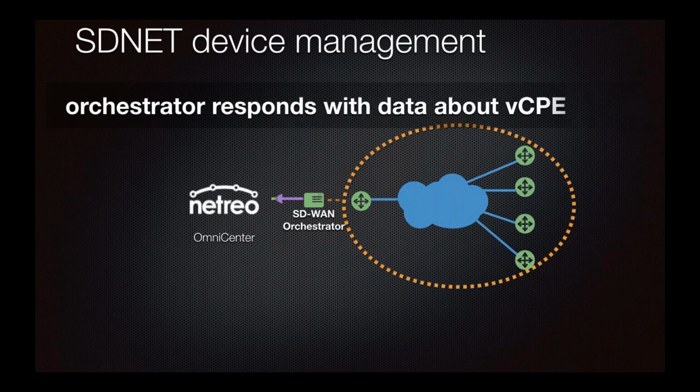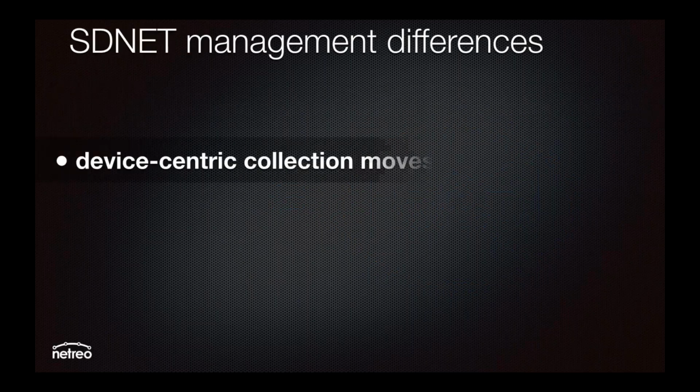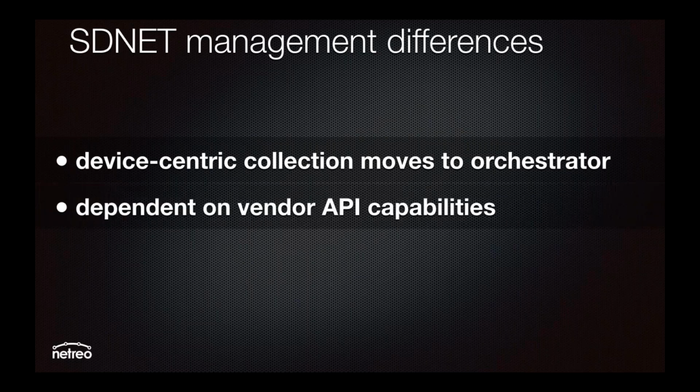So orchestrators can also push that data directly to the management system using trap-like mechanisms, but these can also be very inconsistent between vendors. So different vendors are going to have different capabilities here or different APIs that they have to use. So it's important to make sure that you've got a management system that's got good APIs in place. Now, this really means that in a software-defined network, the device-centric collection model migrates most of the telemetry collection to instead collecting API data from the orchestrator itself. And for this reason, it's critical to find out what APIs the vendor supports and what data they make available.